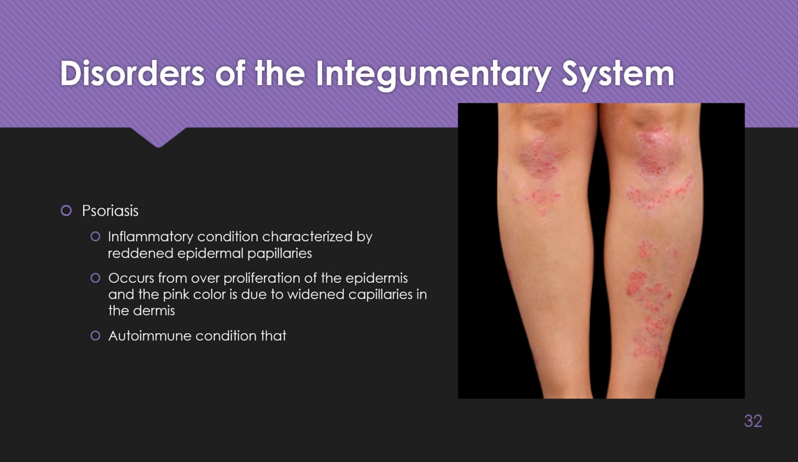Psoriasis is an inflammatory condition that's characterized by reddened epidermal papillaries, and this occurs from over-proliferation, or overproduction, you could say, of the epidermis, and the pink color is due to widened capillaries in the dermis layer. It's an autoimmune condition that we don't really have a good treatment for, unfortunately.